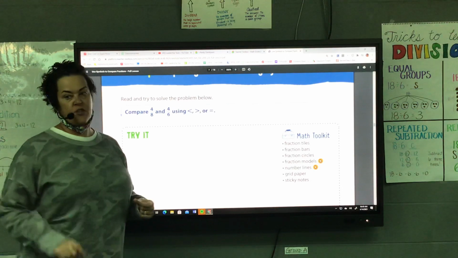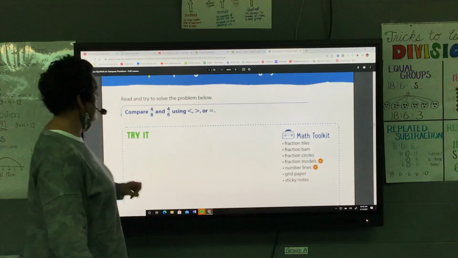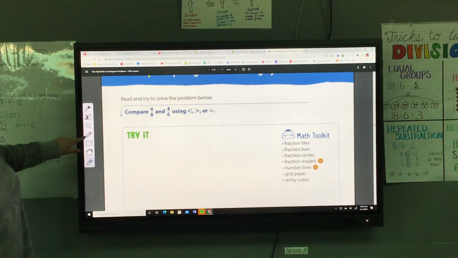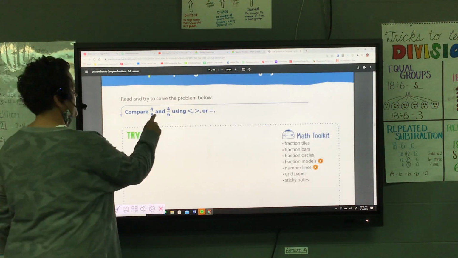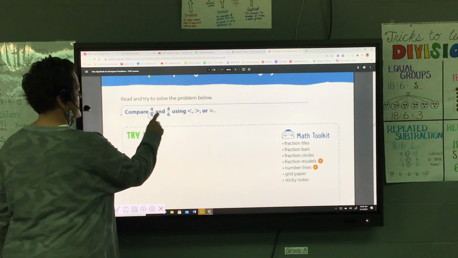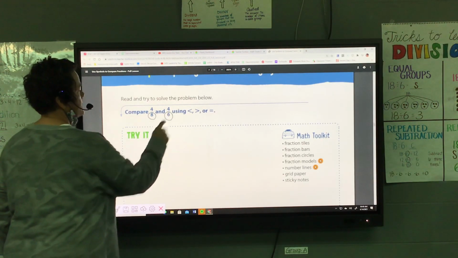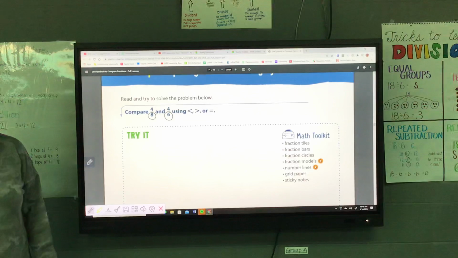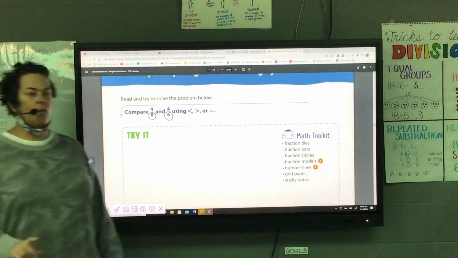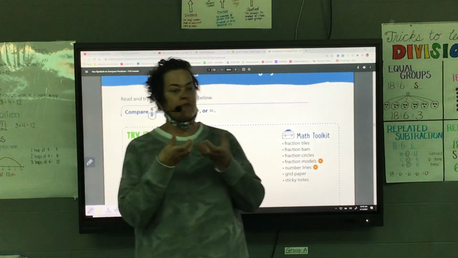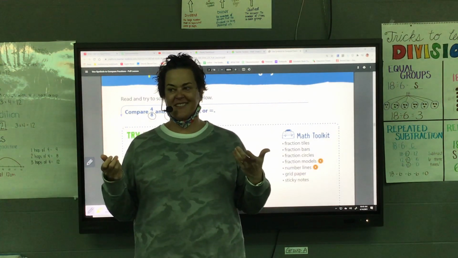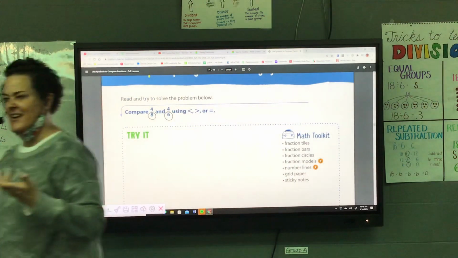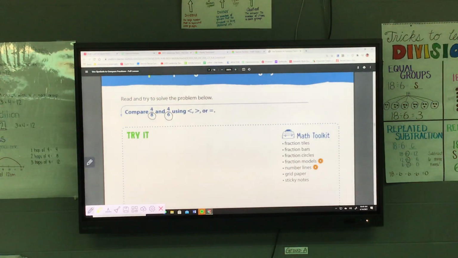But you want to know another trick? Looking at these denominators. This one is split into 8 parts, and this one is split into 6 parts. Now, do you remember what happens to those fraction pieces when the number gets bigger? Do you remember that, when we were looking at fractions?